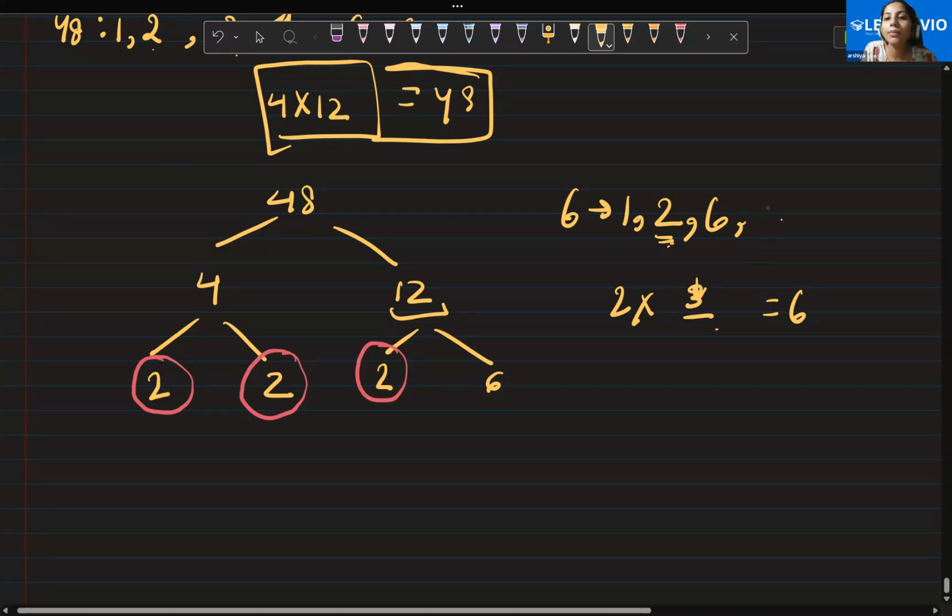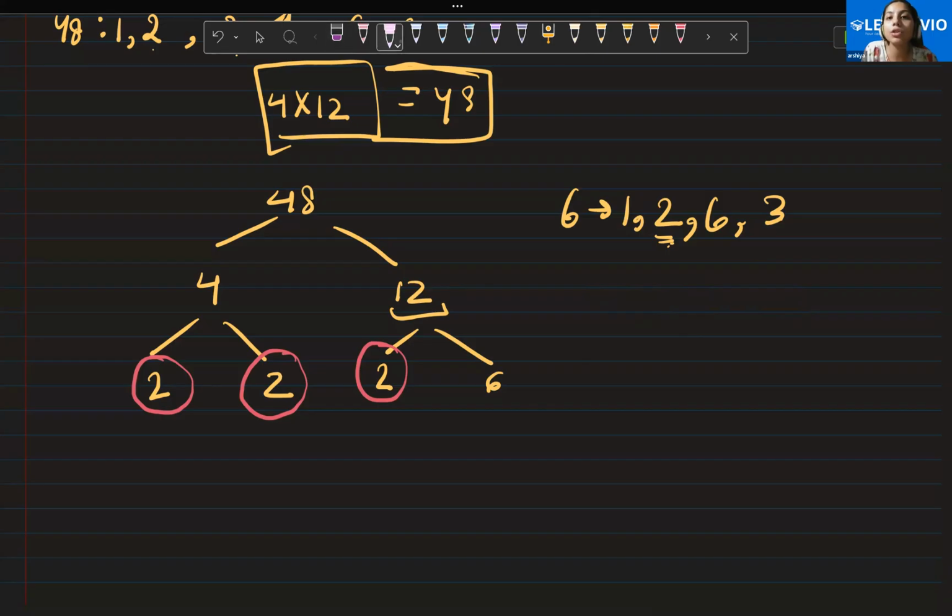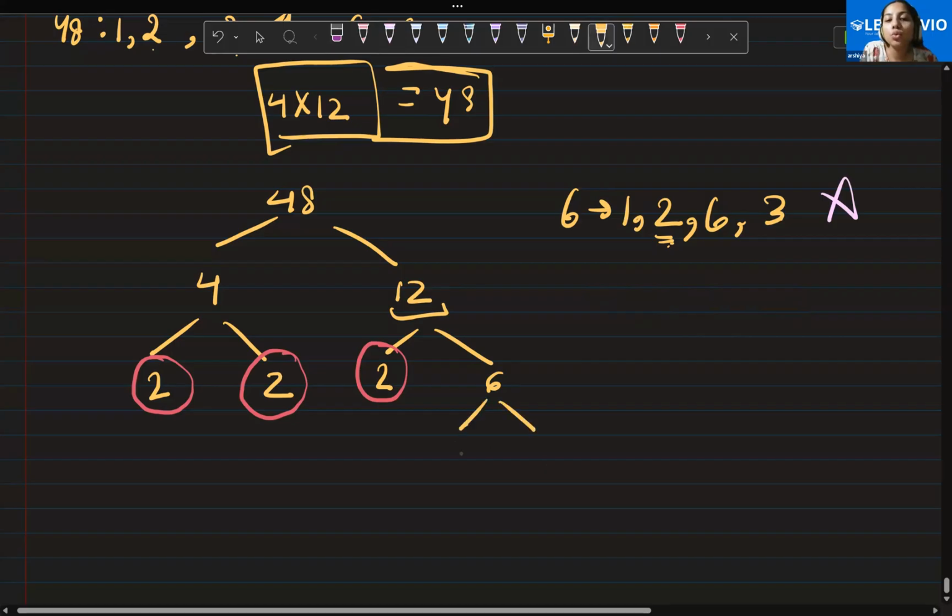So 2 and 3 are factor pairs. So 3 is a factor, okay? So how many factors does it have? It has 4 factors. So that means it's not a prime number. And that means I will have to divide it further, okay? Now 6 can be written as 2 into 3. Now both of them are prime numbers. So I'm going to stop here and I'll circle this, okay?